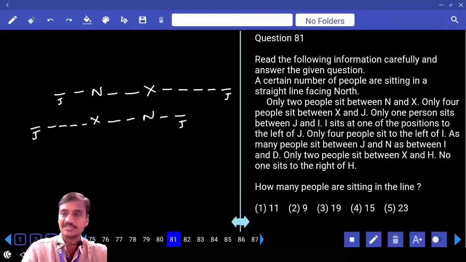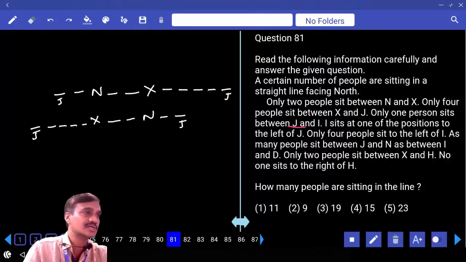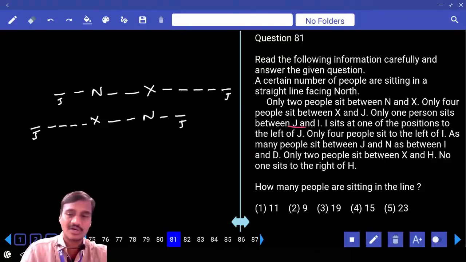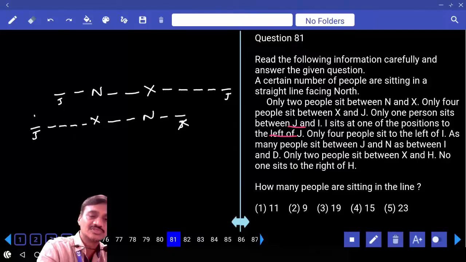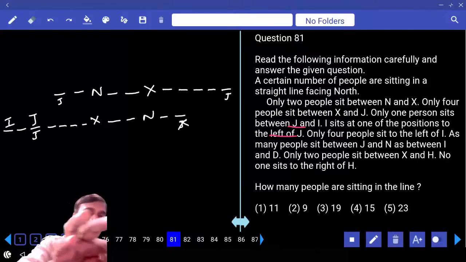And 1 person between J and I. Again there are different possibilities, either left or right. And I sits at one of the positions to the left of J. I is at one of the positions to the left of J. J cannot be here, isn't it? Because I is second to the left. Hence where should this J be? J is here, and this is I. And in the second case we have got only one possibility.